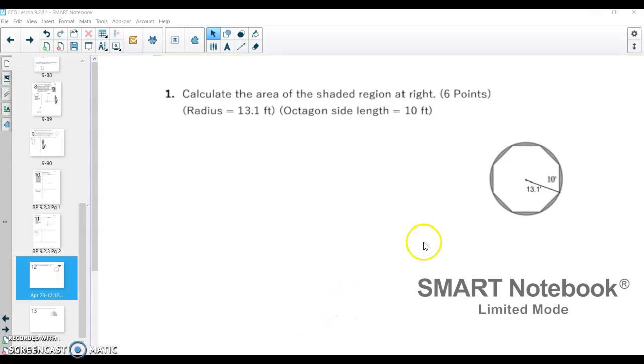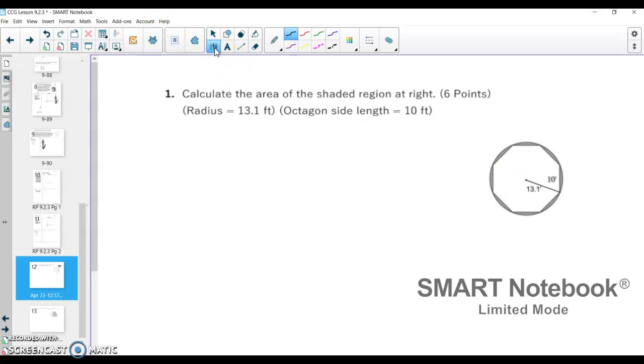All right, so in question number 1, you need to find the area of that shaded region. And so what we're going to do is find the area of the circle, and find the area of that octagon, and then we're going to take the area of the circle and subtract out the area of the octagon, and we'll have our answer.